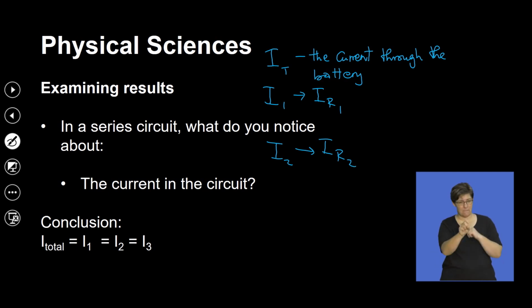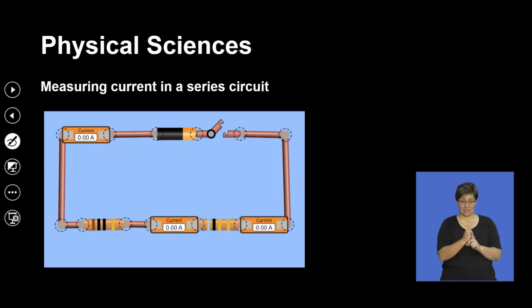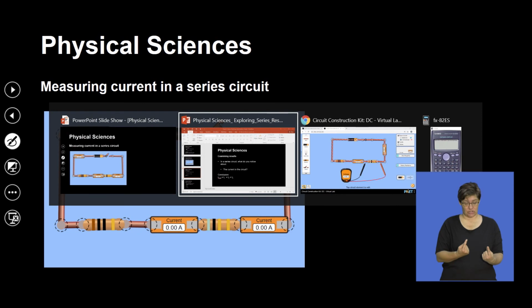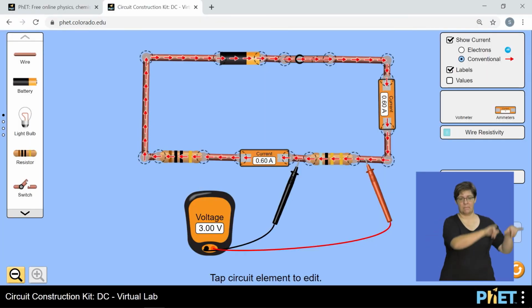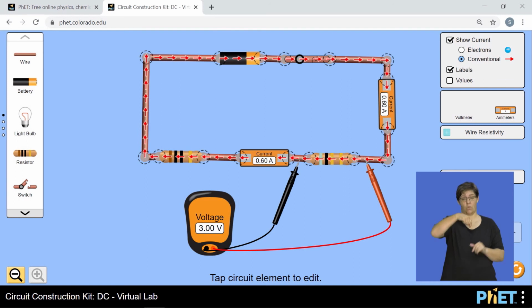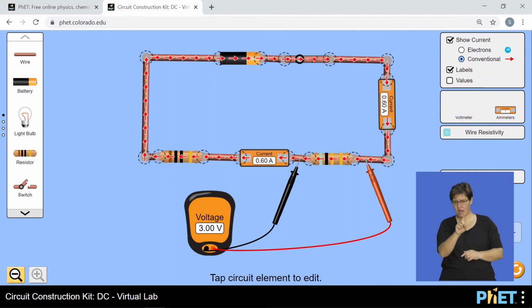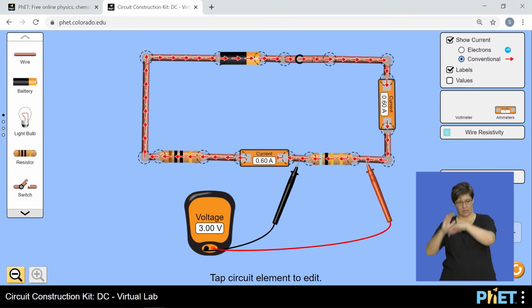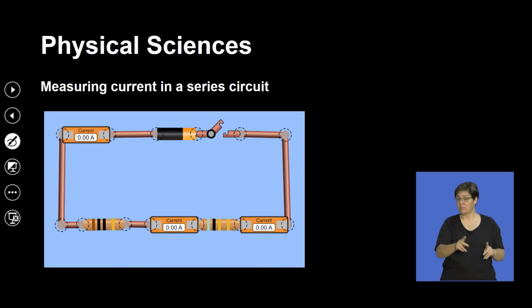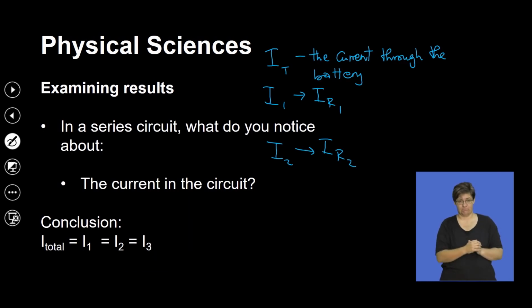Now, we realize that the magnitude of current that passes through each one of them is the same amount. Through the battery we have 0.6 amperes. Through R1 and R2, it's also 0.6 amperes. What is the thinking behind that? There is only one path that current uses in the circuit. If we agree that that is the notation, then in conclusion, I total is equal to the current through resistor 1, which is equal to the current through resistor 2.